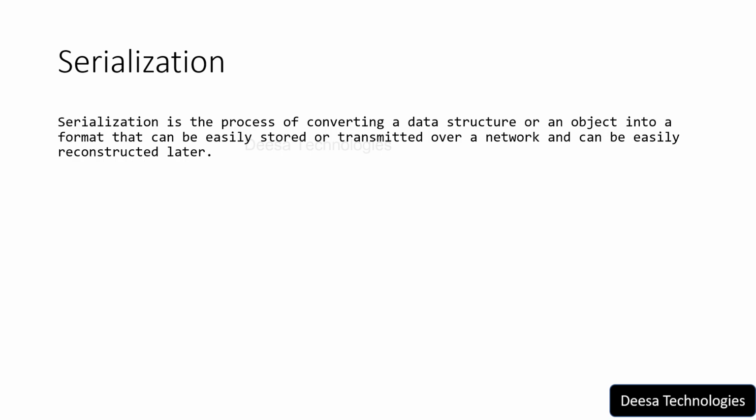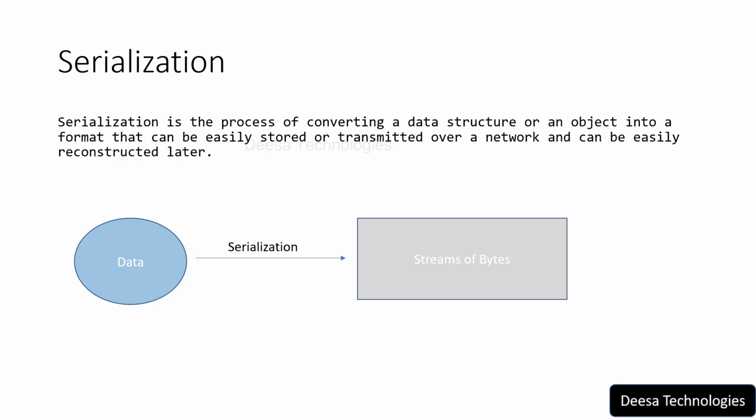But let's break this down. What exactly do I mean by converting a data structure or an object? Let's understand that in a simpler way. We have data in normal text format, which is a readable format. Now we can serialize this data into streams of bytes. So you are converting this readable data into streams of bytes, which is unreadable. This process is called serialization.